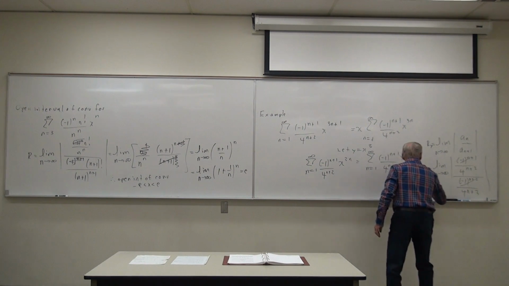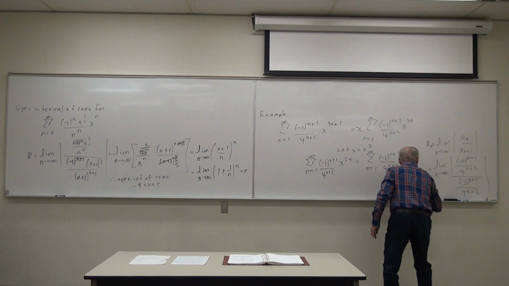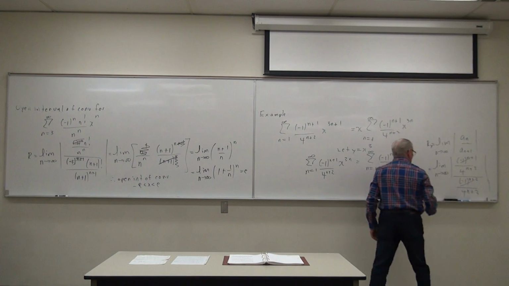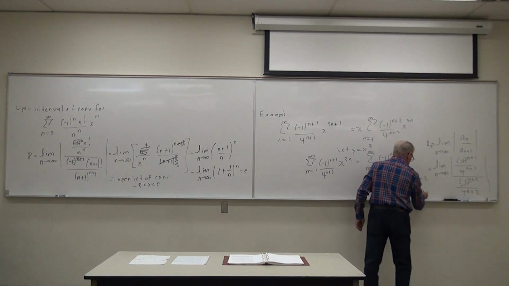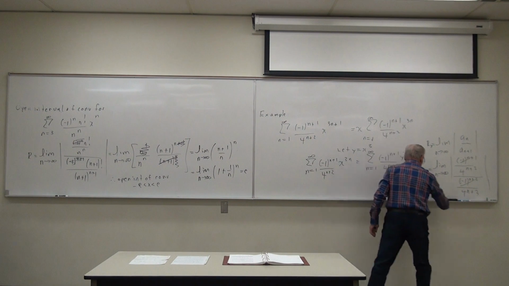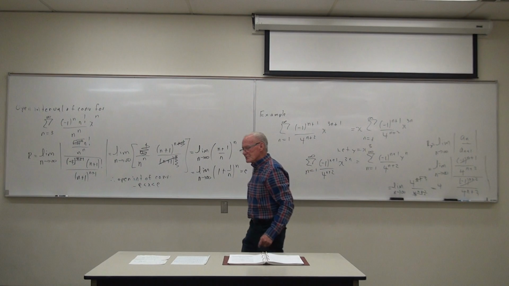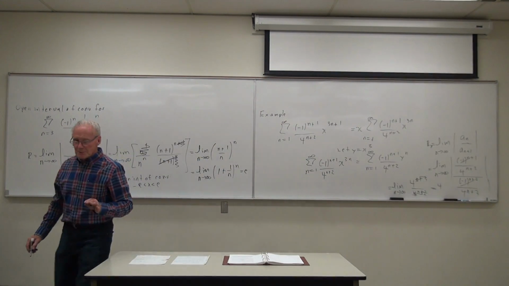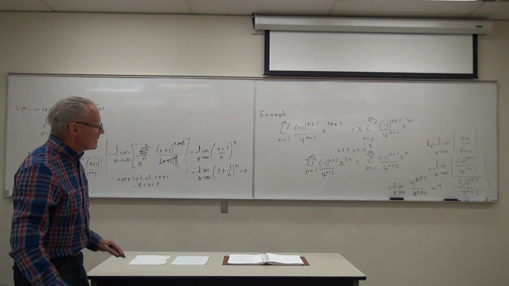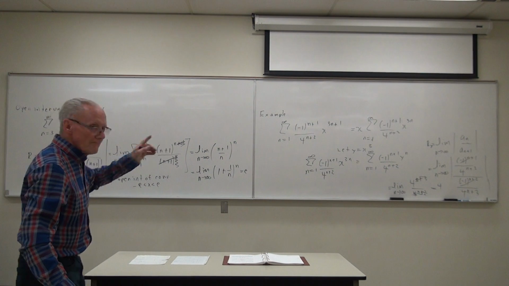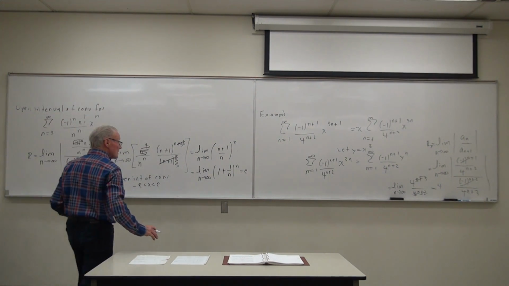4 to the n plus 3 over 4 to the n plus 2. Cancel all of these 4's, cancel all of those, and the answer is 4. So the y series converges for these. This is the open interval of convergence.